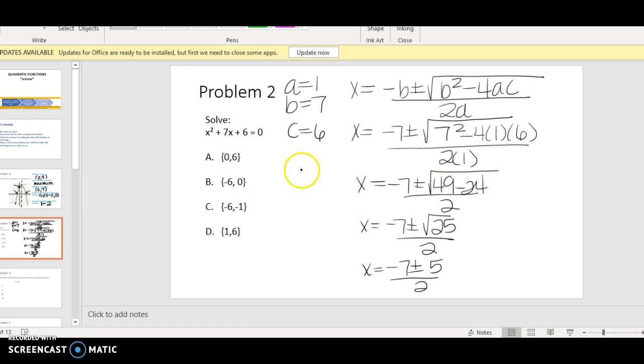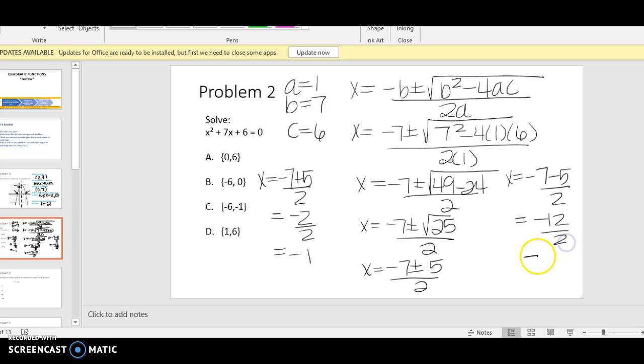So we've got two cases. One where it's negative 7 plus 5 over 2, so that would be negative 2 over 2, which is negative 1. And then we have one where it's negative 7 minus 5 over 2, so that would be negative 12 over 2, which is negative 6. So we've got a negative 1 and a negative 6, which would be answer choice C.